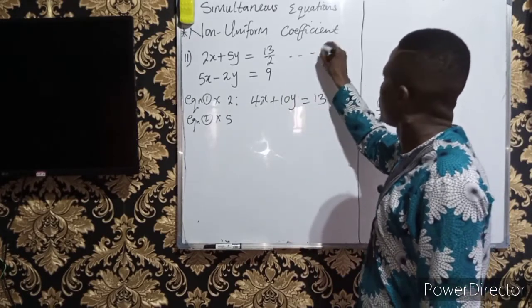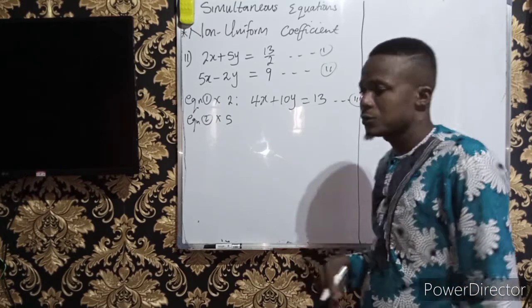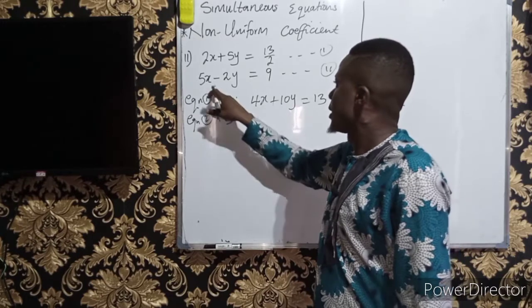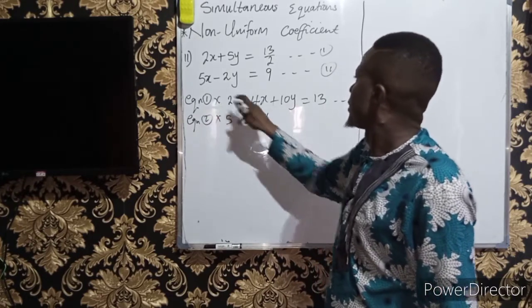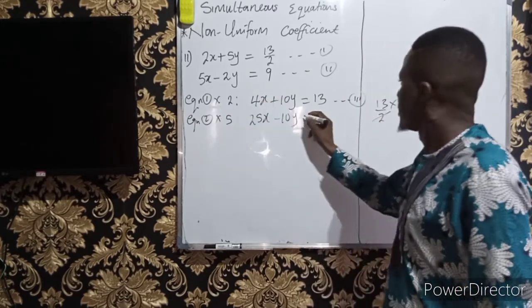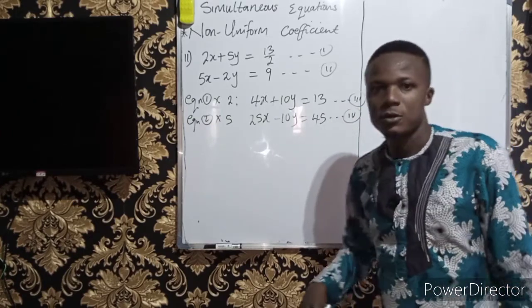So if this is equation 1 and this is equation 2, this is now equation 3. Equation 4, equation 2 we multiply by 5. 5 times 5x is 25x. 5 times minus 2y is minus 10y. And 5 times 9 is 45. This is now equation 4.